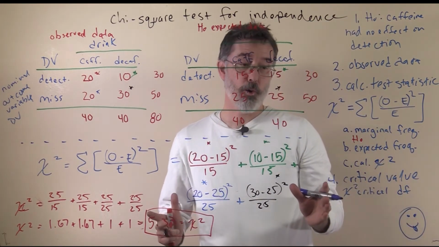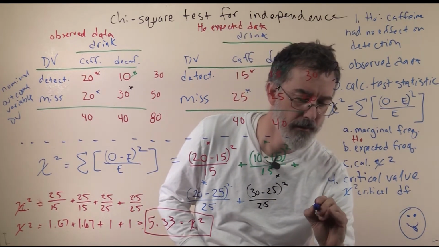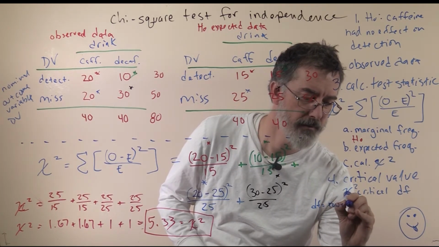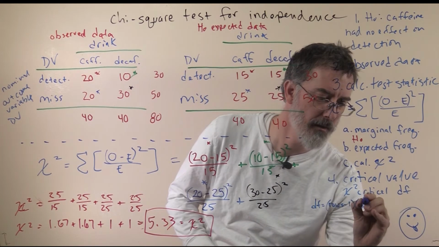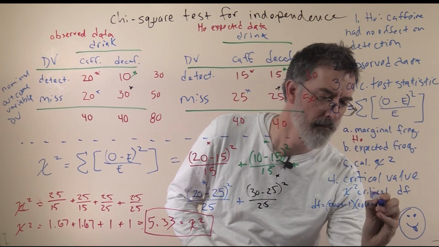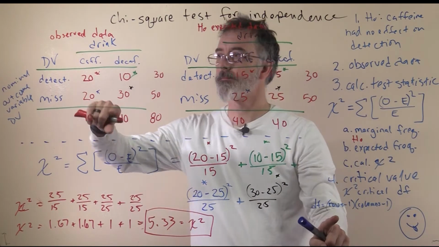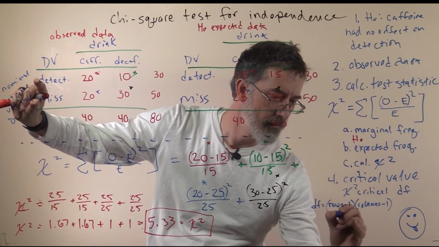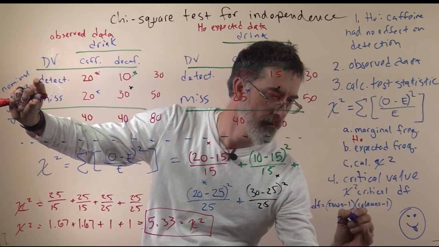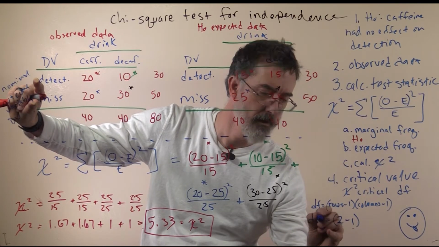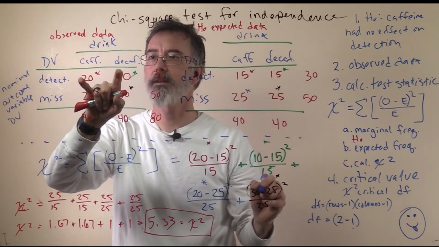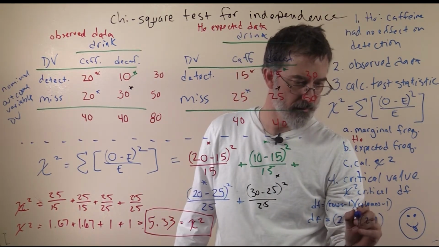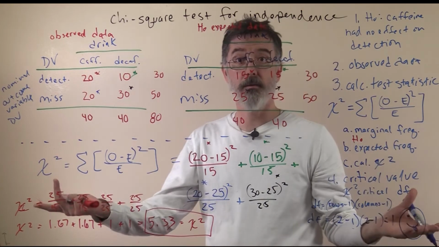There's a formula that you could use, which is the degrees of freedom equals the number of rows minus 1 multiplied by the number of columns minus 1. And in this case, here's our data. We have 2 rows, detect versus miss, so 2 minus 1. And we have 2 columns, our caffeinated versus decaffeinated drink, 2 minus 1. And so 1 times 1 equals 1. There's 1 degree of freedom here.